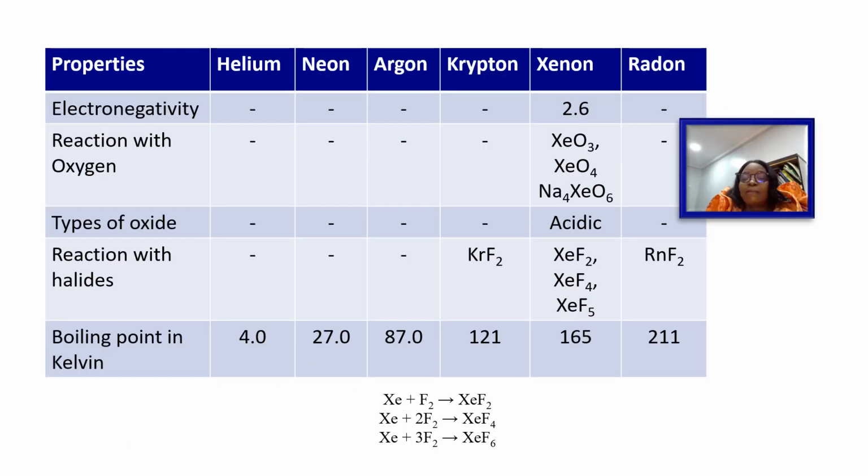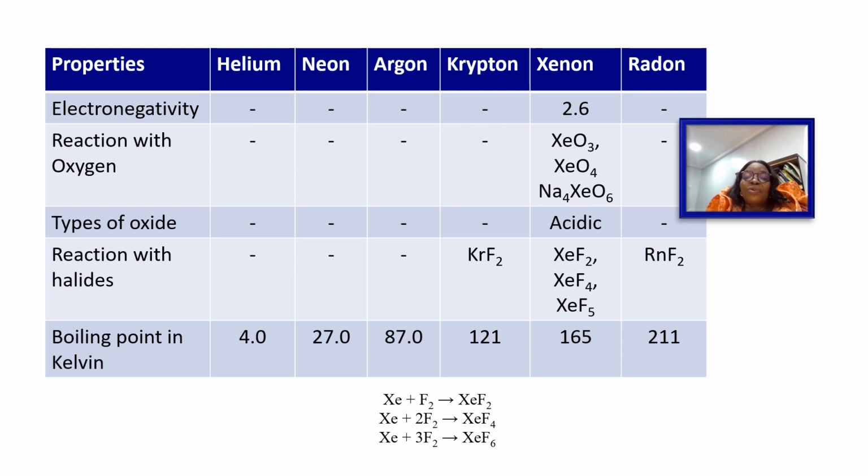What are the properties of the noble gases? Helium, neon, argon, krypton and radon are found not to be electronegative. They are not electronegative. Electronegativity measures the amount of attraction between an atom and an electron. So these ones do not attract.